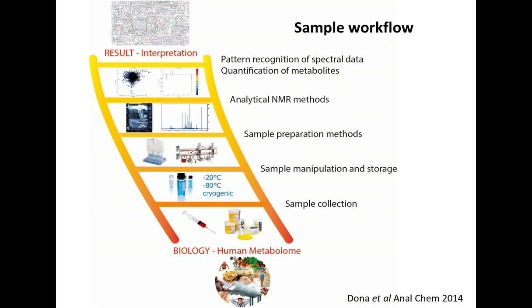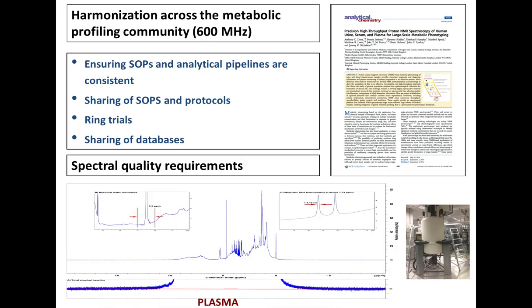But you take your sample, you do some sort of sample manipulation and storage. When you're ready to run the sample, you then prepare the sample, and it's very important that the preparation methods are done following a very strict SOP or protocol so that you can get the same results across laboratories. Then you have the analysis itself, for which again there are protocols and procedures prescribed, and the following step is to do pattern recognition or quantification of metabolites and come up with some sort of biological hypothesis.